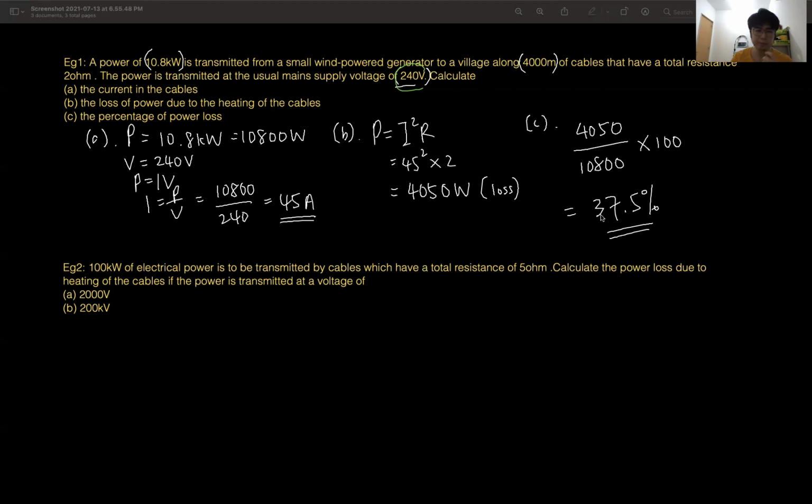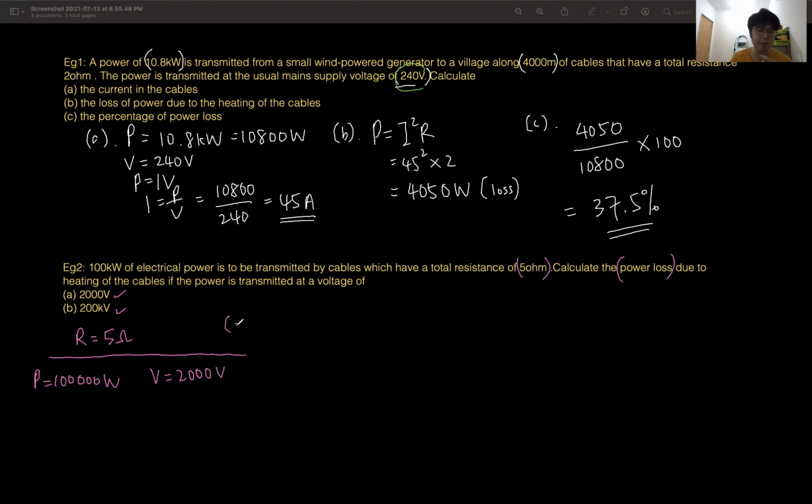Example number 2. 100 kilowatt of electrical power is to be transmitted by cable which has a total resistance of 5 ohm. Calculate the power loss due to the heating in the cable if the power is transmitted at a voltage of this and this. Okay, so this is my cable. How much power do I want to transmit? 100,000 watt. What is the resistance? 5 ohm of the transmission cable. And the voltage of transmission, if I'm using 2000 volt.